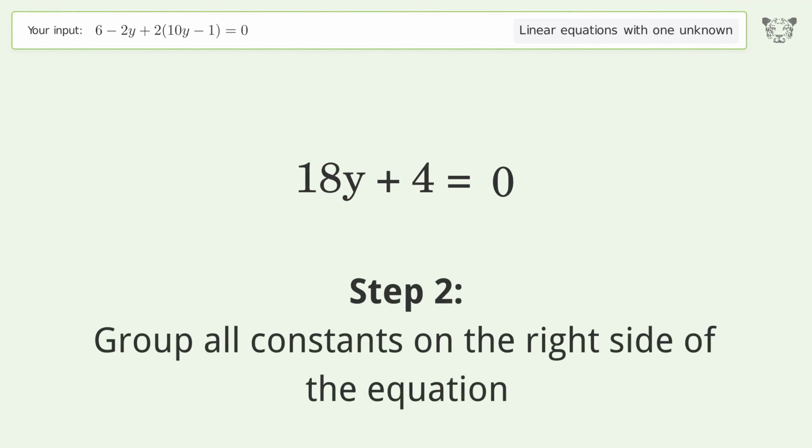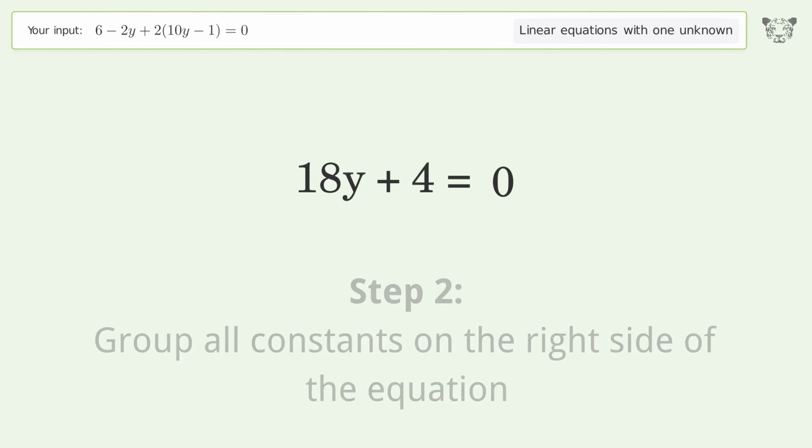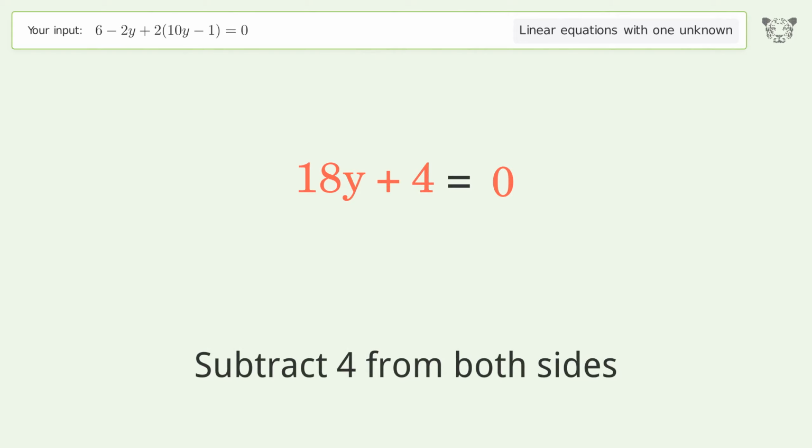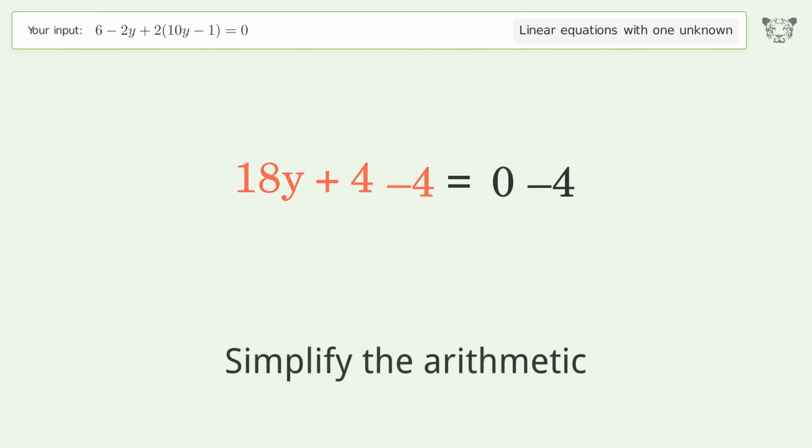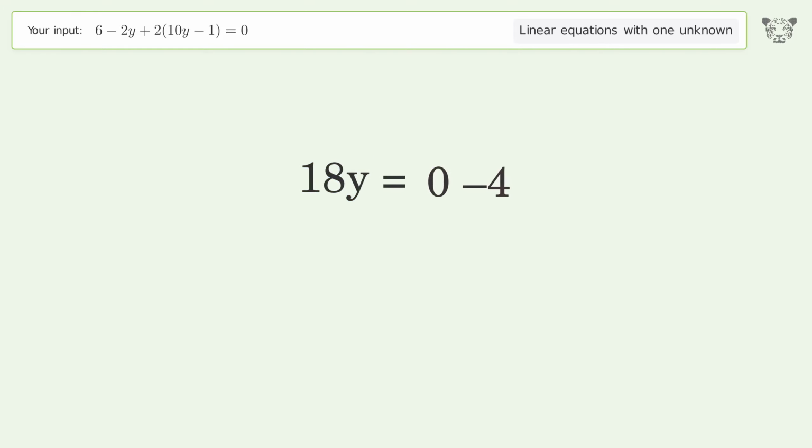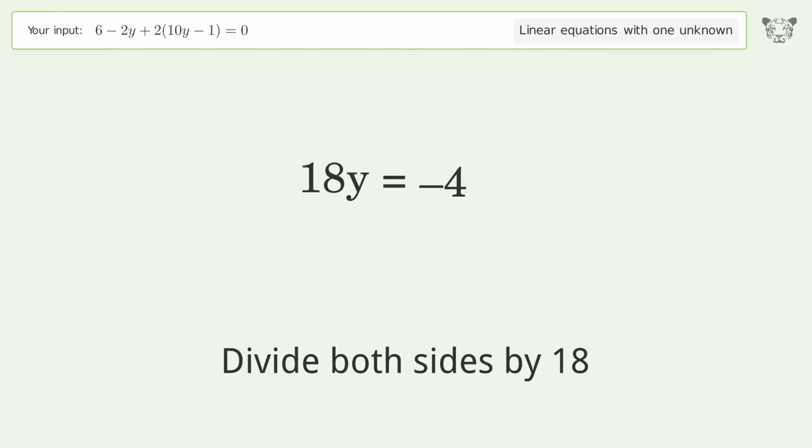Group all constants on the right side of the equation. Subtract 4 from both sides. Simplify the arithmetic. Isolate the y. Divide both sides by 18.